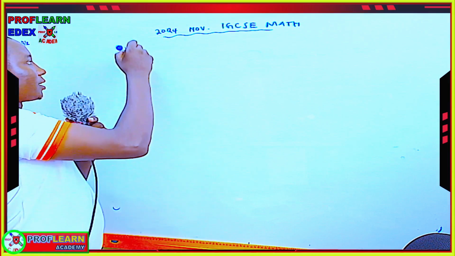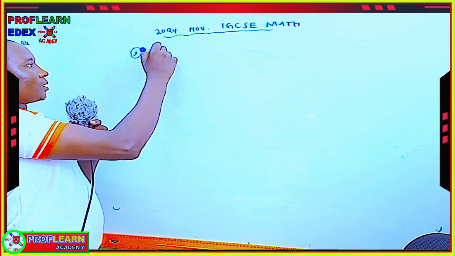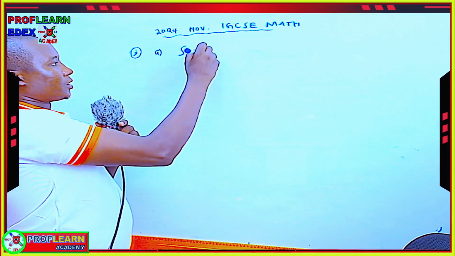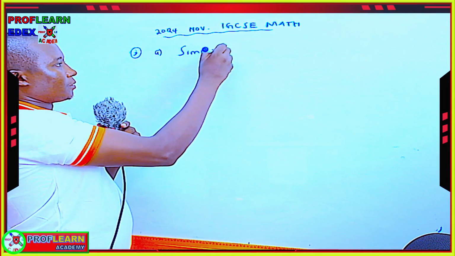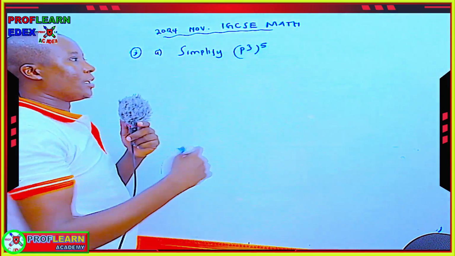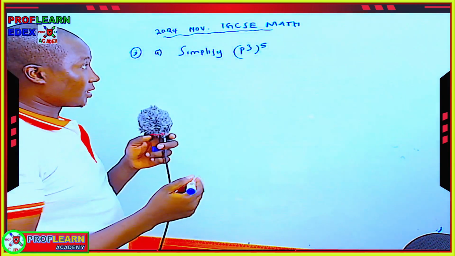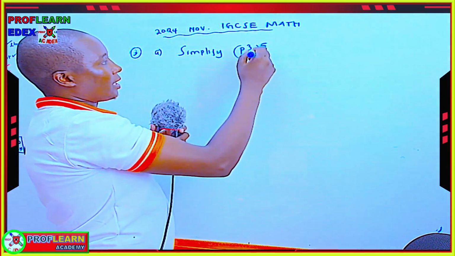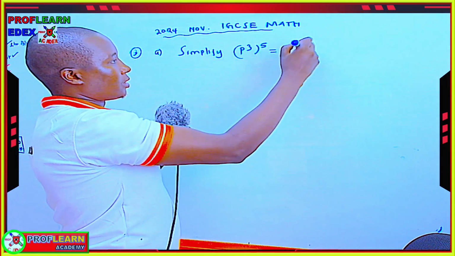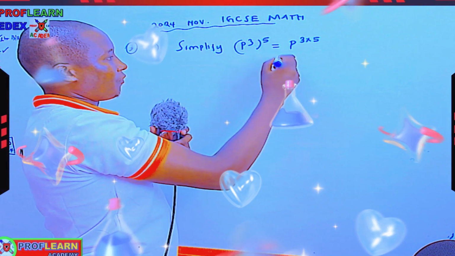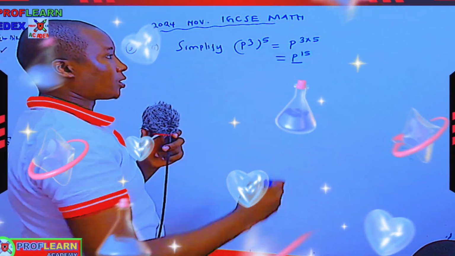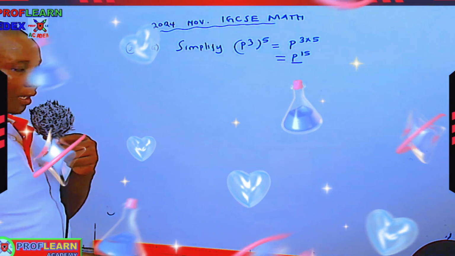The question that was given in algebra: you are told to simplify p cubed raised to power 5. It was testing on indices. Anytime you have a power outside, this is going to be p to the power 3 times 5, which is p raised to power 15. That is what you are supposed to do in order to work that out.